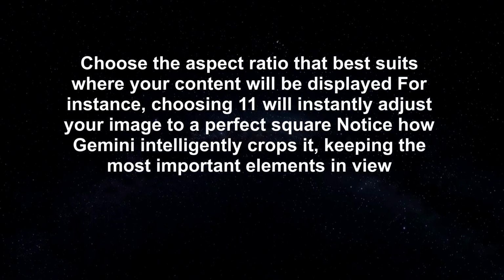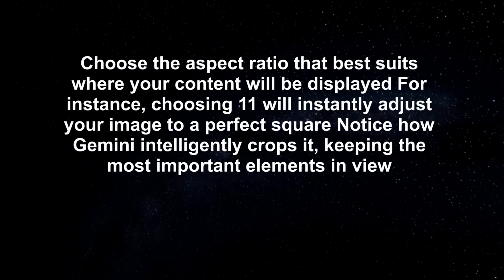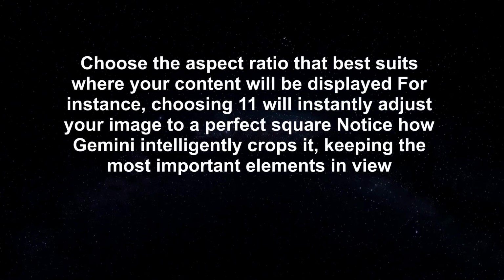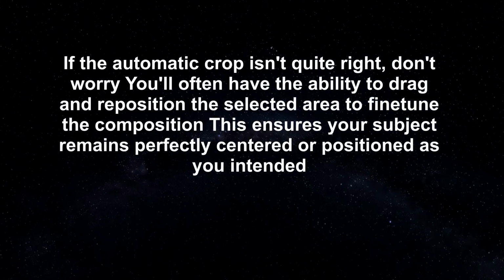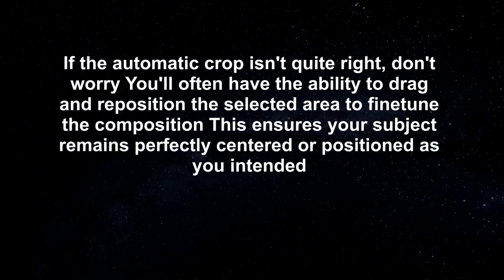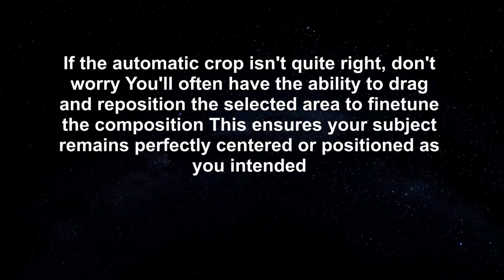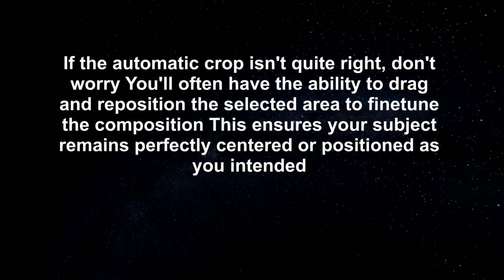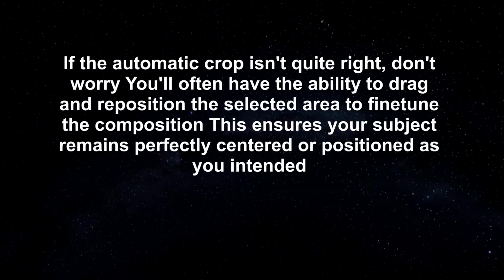For instance, choosing 1:1 will instantly adjust your image to a perfect square. Notice how Gemini intelligently crops it, keeping the most important elements in view. If the automatic crop isn't quite right, don't worry, you'll often have the ability to drag and reposition the selected area to fine-tune the composition. This ensures your subject remains perfectly centered or positioned as you intended.